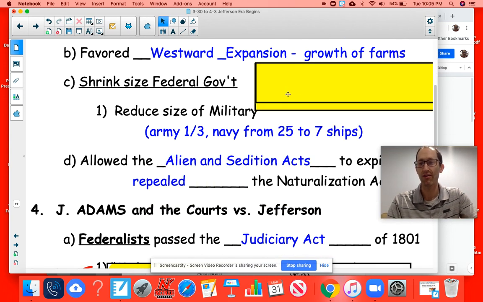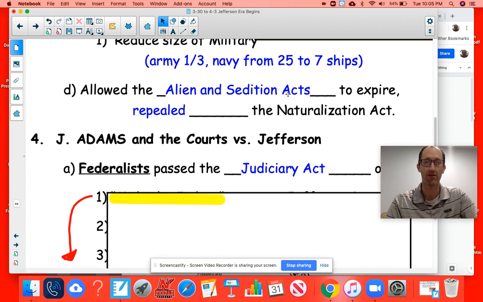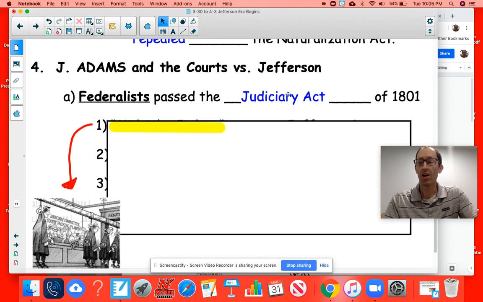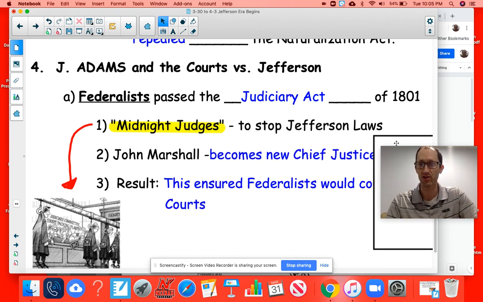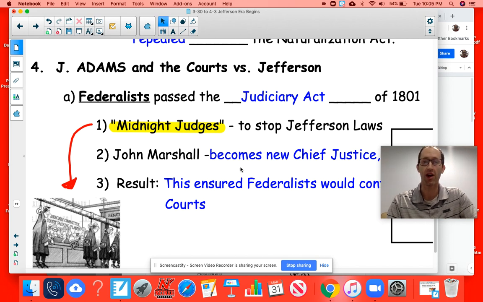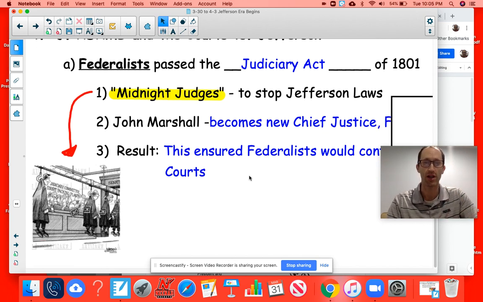He wanted to allow the expiration of the Alien and Sedition Acts, those acts that gave away some of our freedoms of speech, for example. As soon as the Federalists found out they lost, they passed the Judiciary Act, creating numerous courts and putting Federalists in power. Remember the Midnight Judges story? You should. We talked about it before. John Marshall, a Federalist, became Chief Justice, and this ensured that the Federalists could block, that means stop, laws made by the Democratic Republicans.